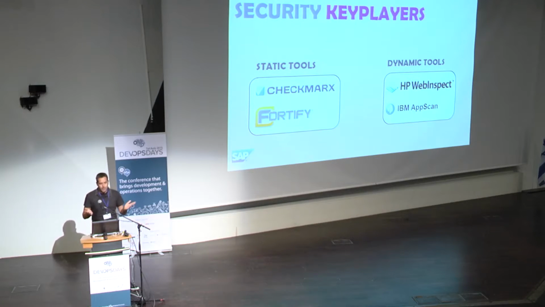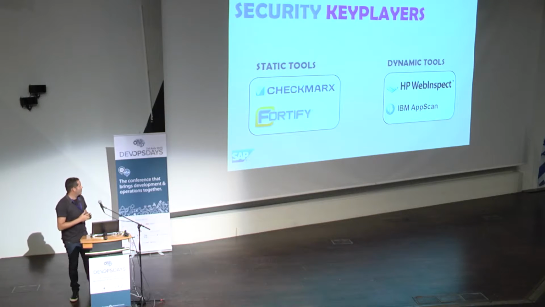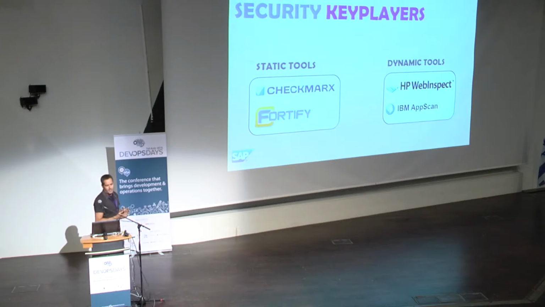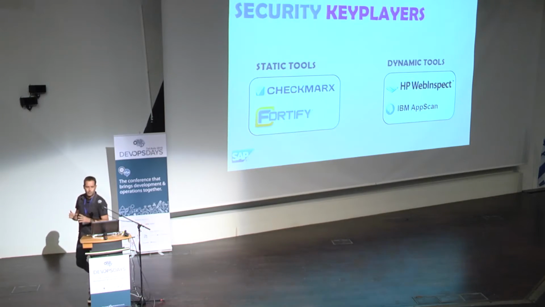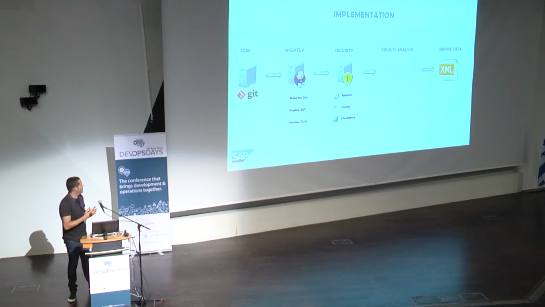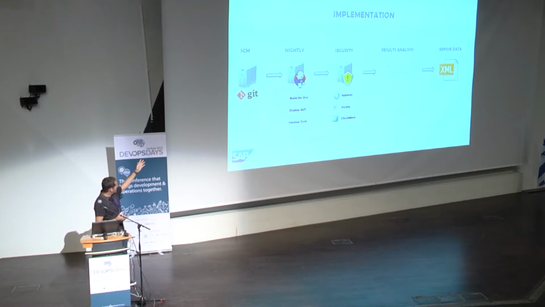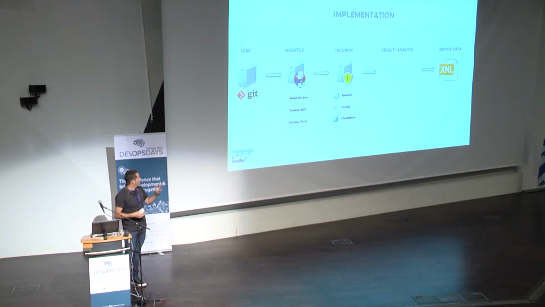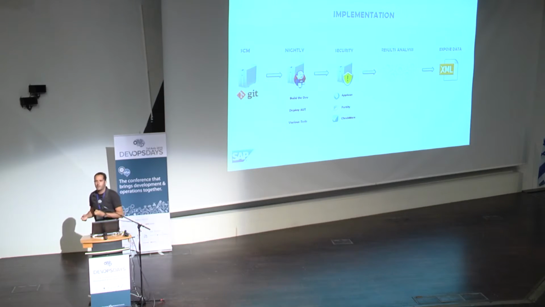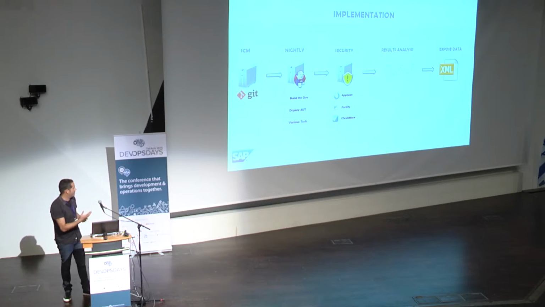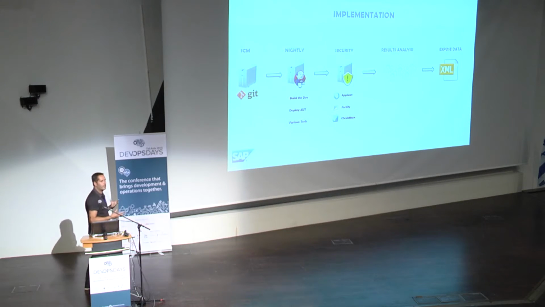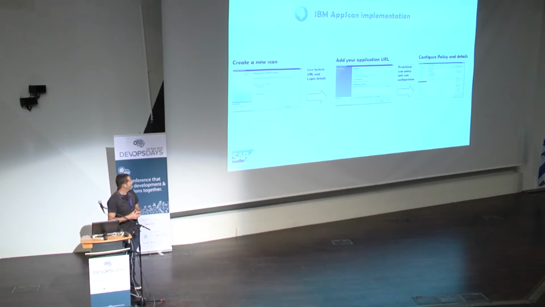Our key players are, for static code, Checkmarx and Fortify, and for dynamic code, the HP WebInspect. We just moved from IBM AppScan, if you know those tools. The main steps: on a nightly basis, we scan the code from the Git repository and run all tests, both dynamic and static. We actually install the system, and finally we analyze all data and expose it in an XML file.